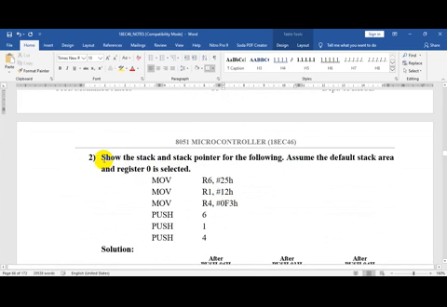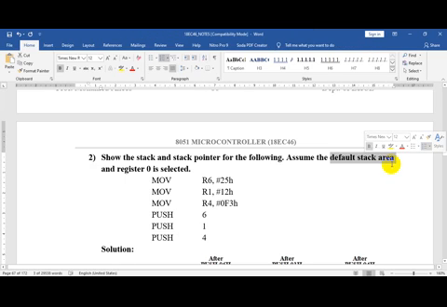Second problem. Show the stack and stack pointer for the following. Assume the default stack area. What does it mean? So the stack pointer will be pointing to the default location, that is 07H. Okay, and register bank 0 is selected. So this is the program.